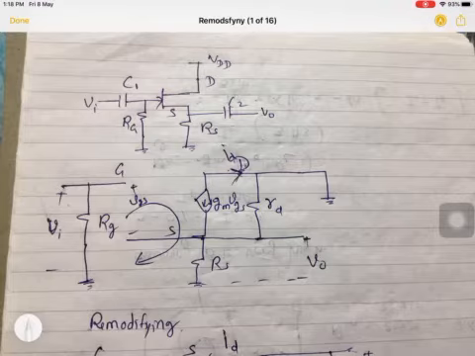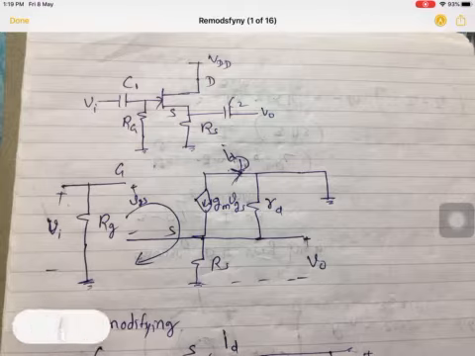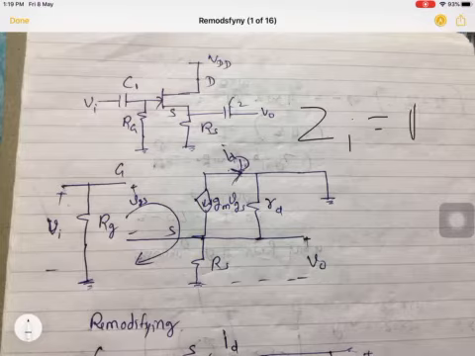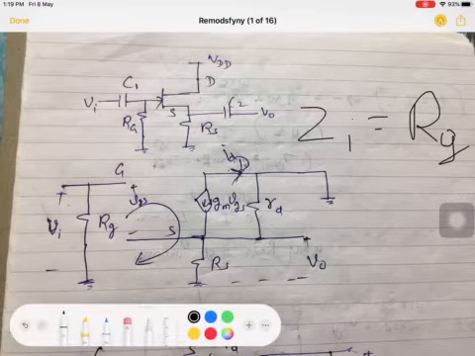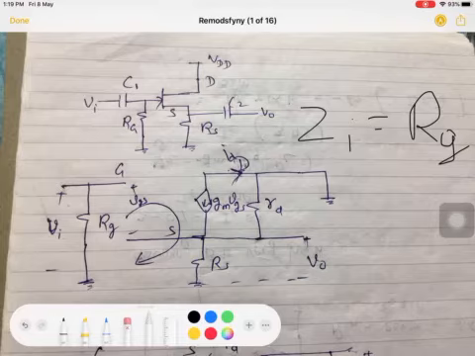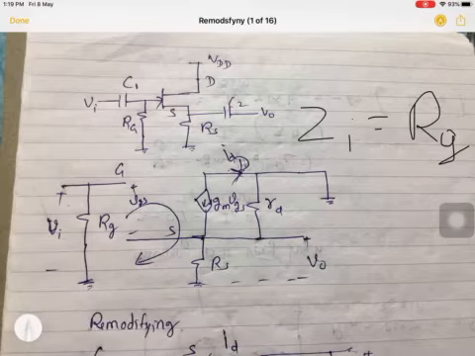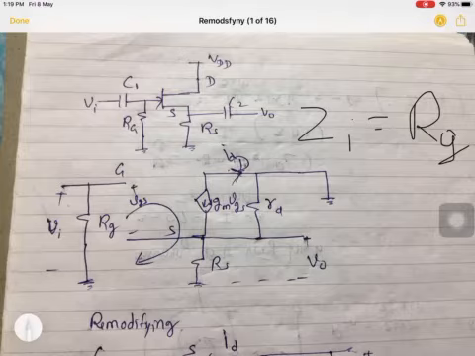Input impedance is already clear. Zi is equal to RG, because RG is in parallel with VGS, so the input impedance will be RG, similar to the common source configuration.